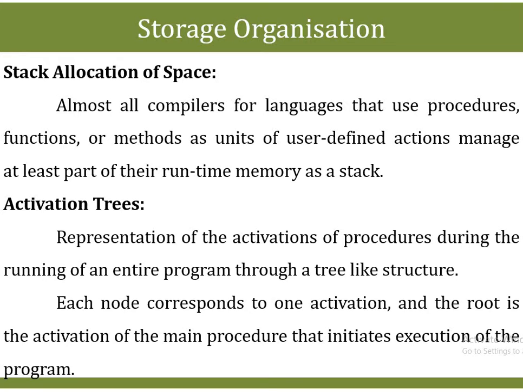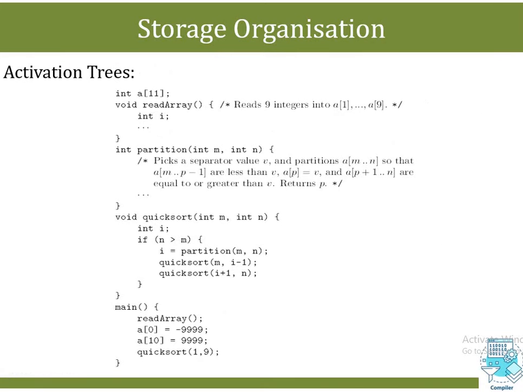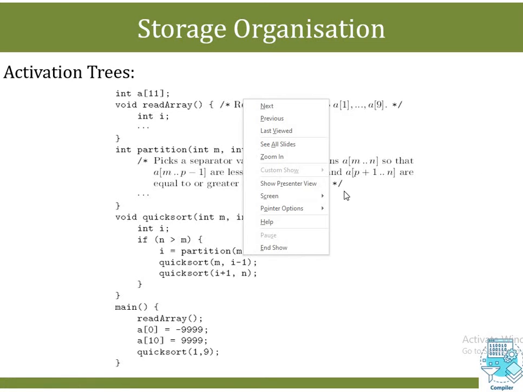Okay, so each node corresponds to one activation, and the root node refers to the activation of the main function. Right. Now let us discuss with some example. Now you could see a program here, in which we have a global variable called A.